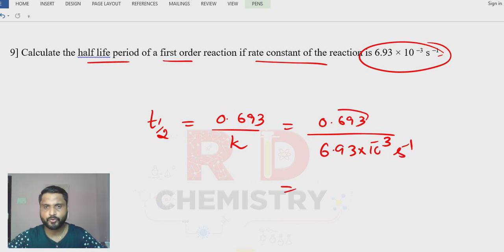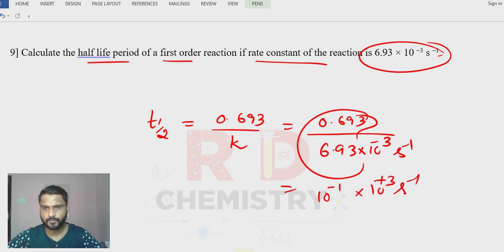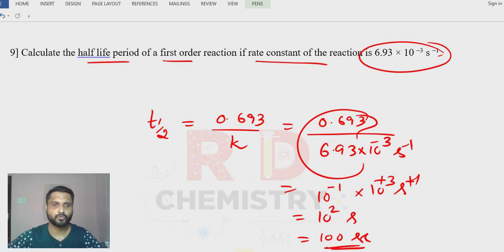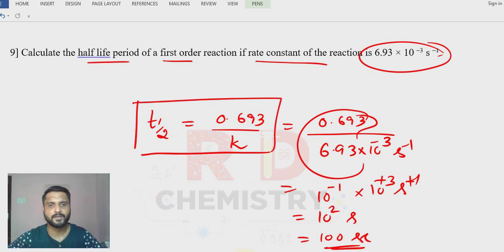So this is equal to 10 power minus 1, it becomes 0.1, and this goes to the numerator, becoming 10 power plus 3 second inverse. The second inverse becomes second, so it is equal to 10 power 2 seconds, or 100 seconds. It is correct, right? So remember this formula, T half is equal to 0.693 divided by K.